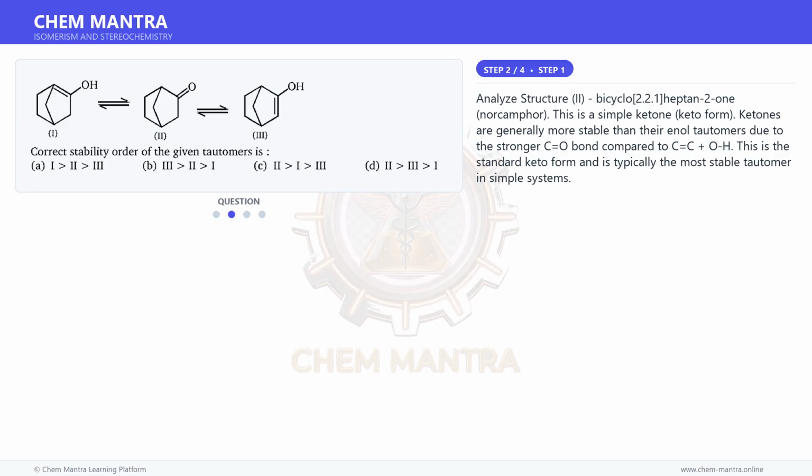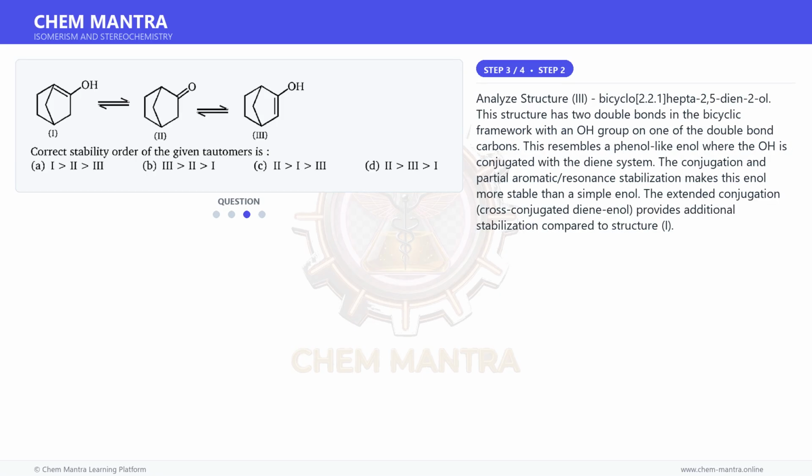Moving on to the next step. Analyze structure 2, bicyclo[2.2.1]heptan-2-one, norcamphor. This is a simple ketone, keto form. Ketones are generally more stable than their enol tautomers due to the stronger C=O bond compared to C=C plus OH. This is the standard keto form and is typically the most stable tautomer in simple systems.